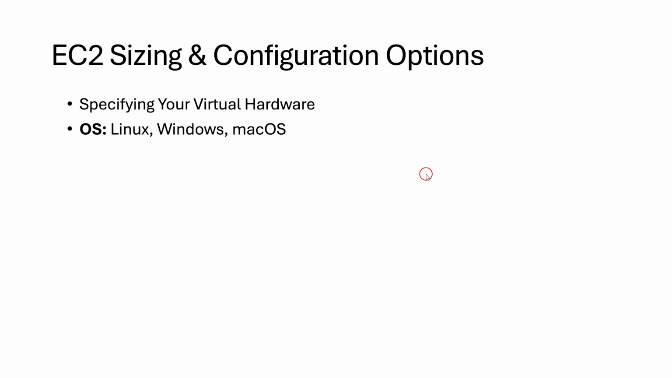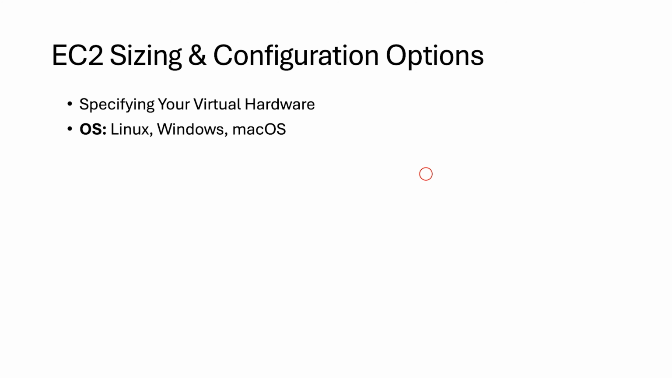Now we'll see the anatomy of an EC2 instance, or how to size EC2 and its configuration options. When you launch an EC2 instance, you are essentially picking out the components of your virtual computer, right? And you have several crucial options to configure. First one is the operating system, OS. You choose the brain of your machine. So the operating system is nothing but the brain, right?